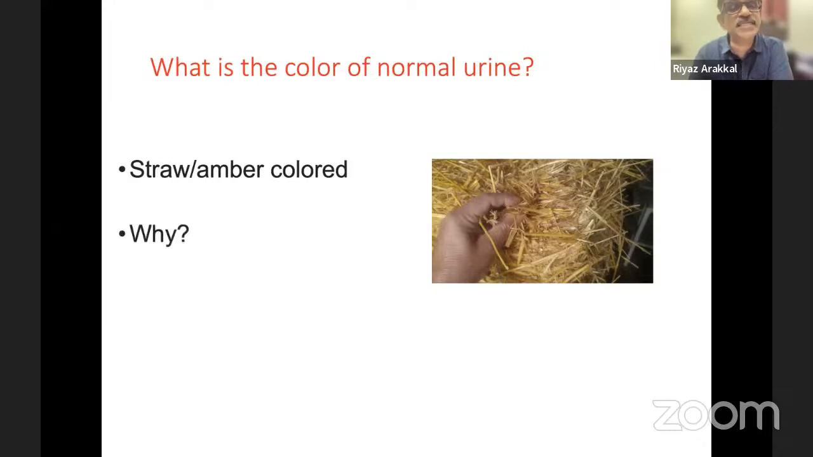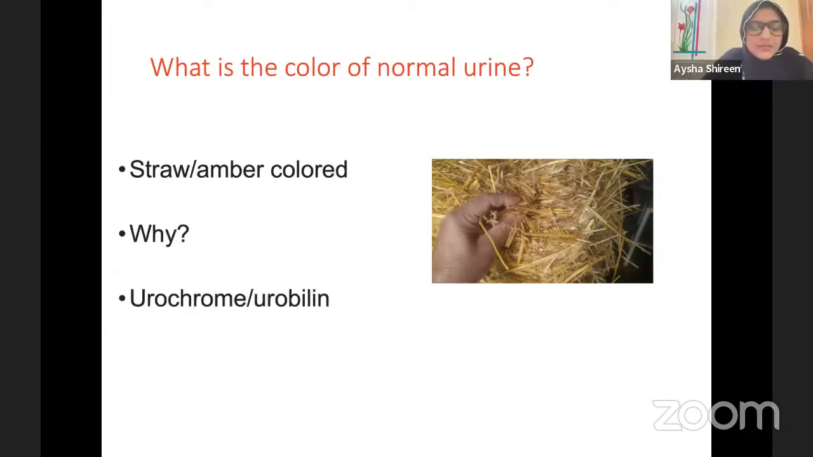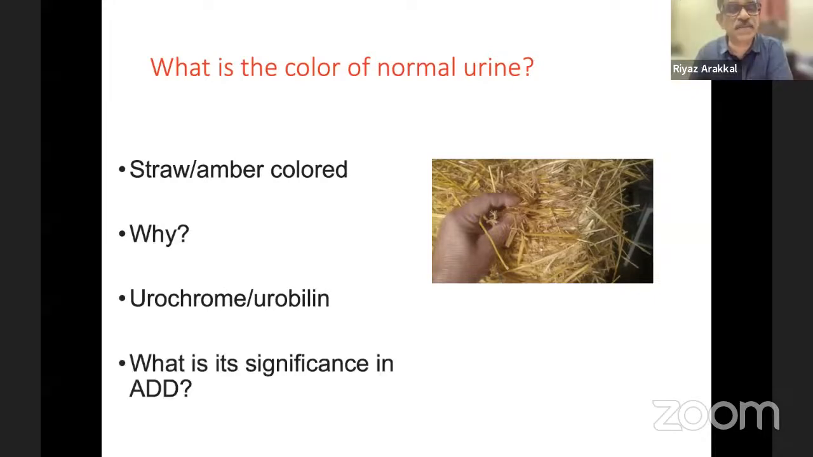Why is it amber colored or straw colored? Which pigment gives urine this particular straw or amber color? Aisha? Urobilin. What's the other name? Urobilin or the urochrome pigment. So it's actually urochrome or urobilin which gives the urine its peculiar straw or amber color.